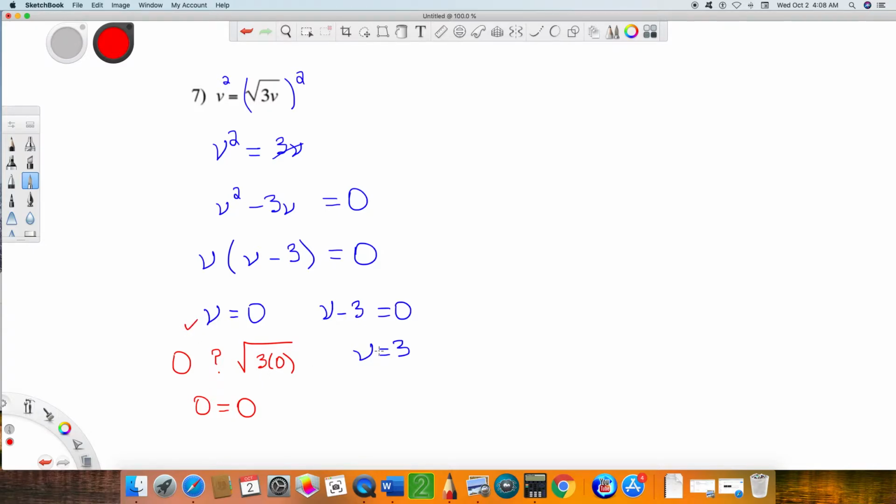What about 3? Well, if we replace v with 3, on the left, we have 3. And on the right, are we also going to get 3? Well, let's plug it in and see. So 3 times 3 is 9, and the principal square root of 9 is 3. And it's true that 3 equals 3, so that checks. So both of these are in our solution set.